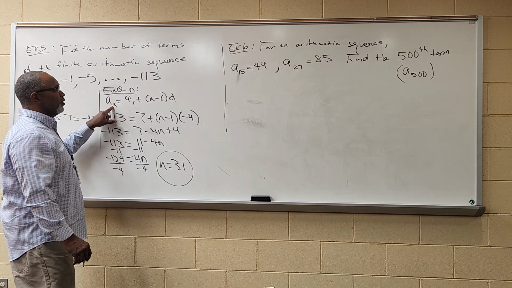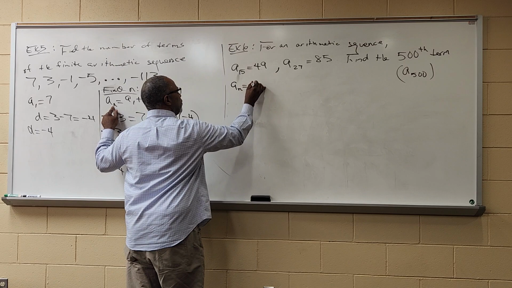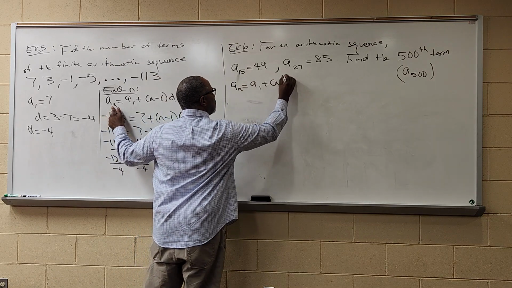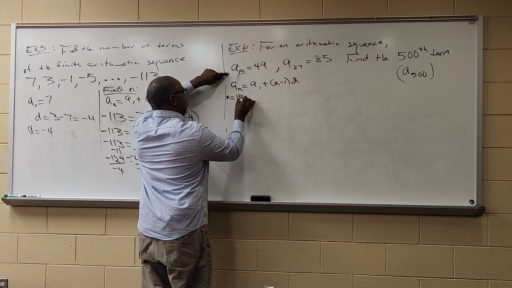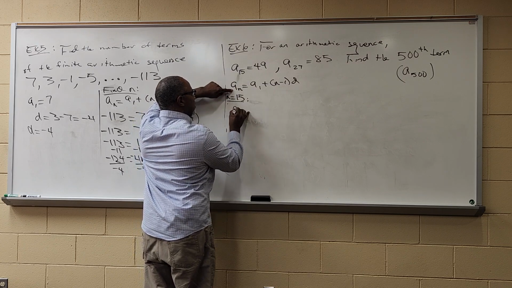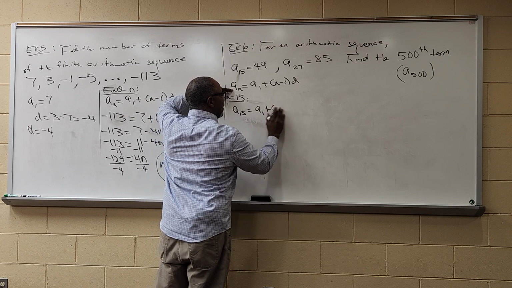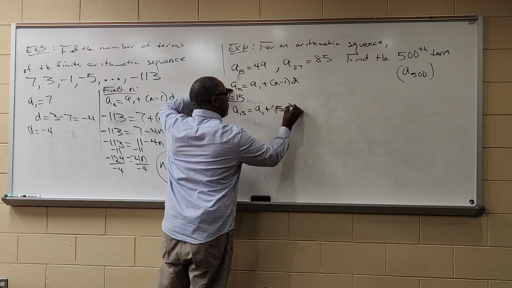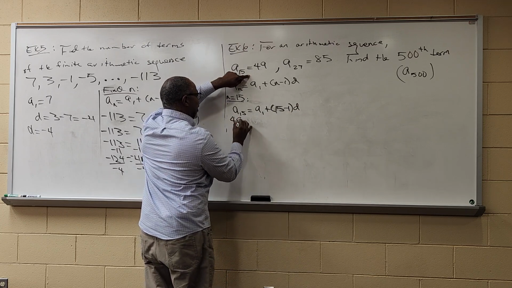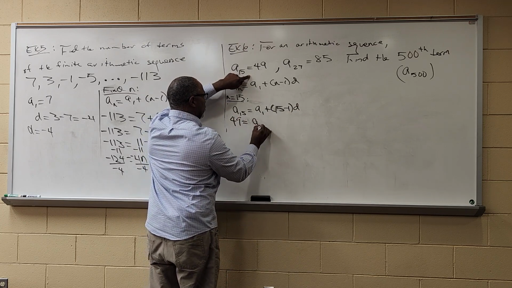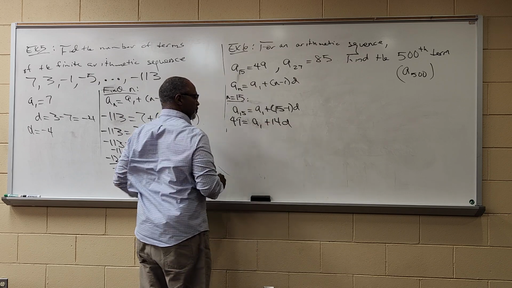Well, we're still going to use this thing. So I know that AN equals A1 plus N minus 1 times D. So when N is 15, put a 15 where the N is. A15 would be A1 plus 15 minus 1 times D. Well, A15 I know, so I can write 49 equals A1, I don't know A1, 15 minus 1 makes plus 14D.